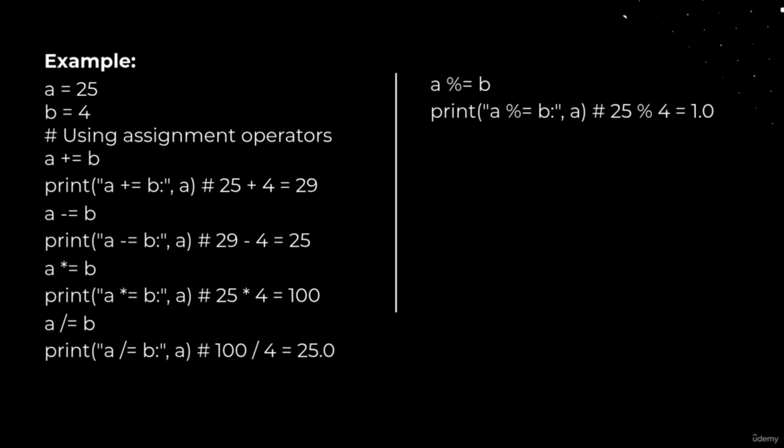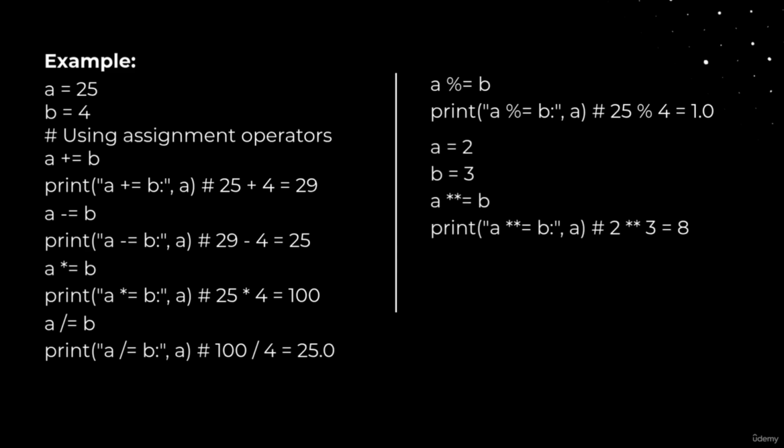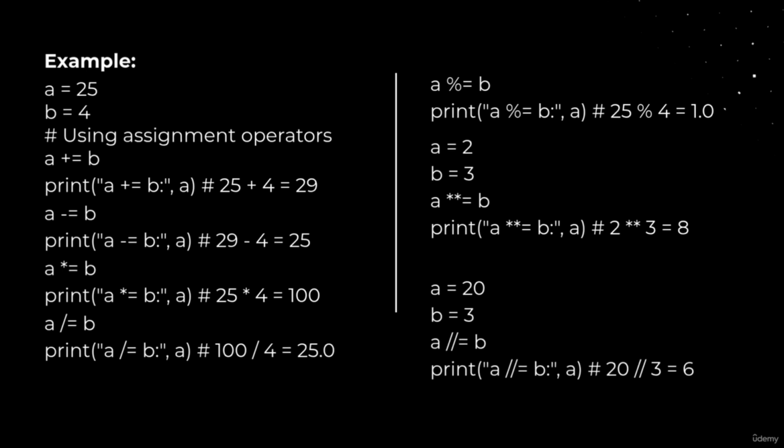This is for exponentiation. A is equal to 2, B is equal to 3. That is, A double star equal to B, so 2 double asterisk 3 is equal to 8. That is, 2 to the power of 3 is equal to 8. For floor division, A is equal to 20, B is equal to 3. That is, A double slash equal to B, so 20 double slash 3 is equal to 6.